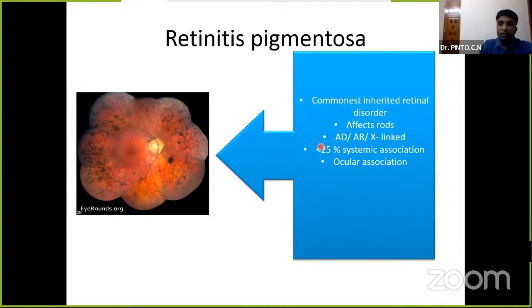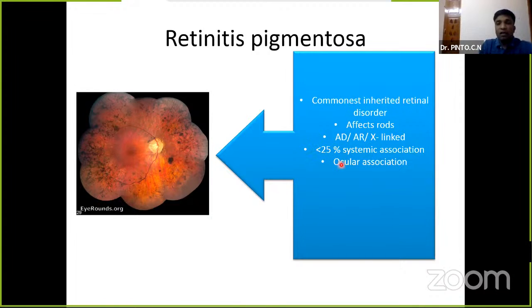Next, the majority of cases, around two-thirds, are isolated conditions. That means whenever you see a patient with retinitis pigmentosa, you don't see any other systemic features apart from that. But in less than 25% of patients there will be some sort of systemic association. I'm going to cover that in the next few slides.